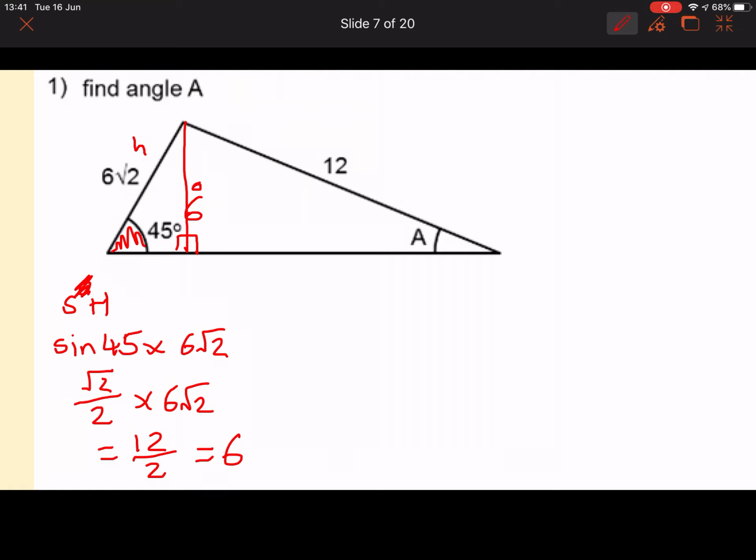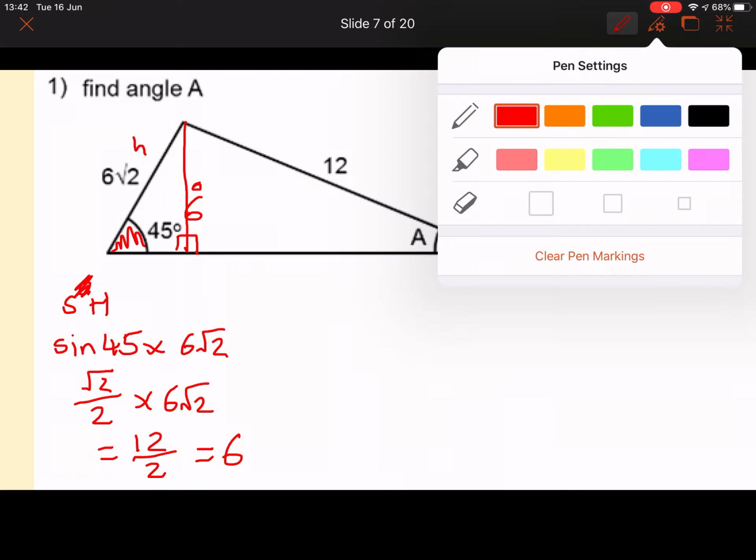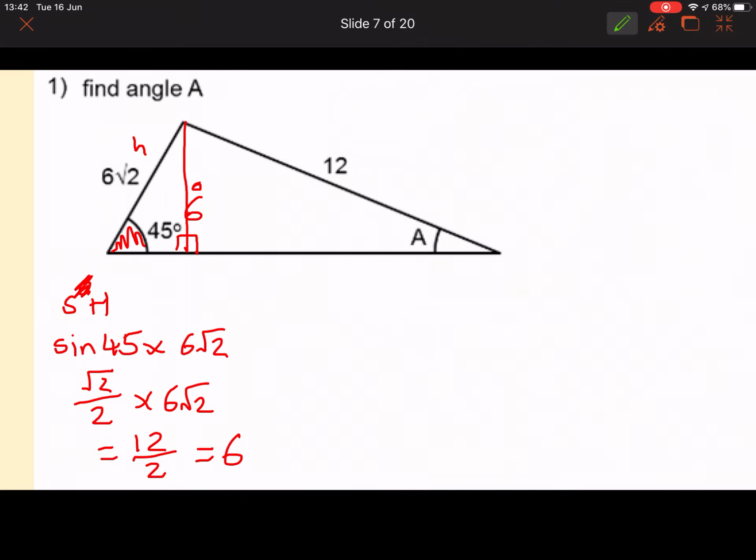Okay, so just a little recap there. The 6 root 2 goes onto top of your fraction. 6 root 2 times root 2. Root 2 times root 2 is 2. So we've got 6 lots of 2, 12 on top of our fraction. Okay, now we can move on to the other side of our triangle.